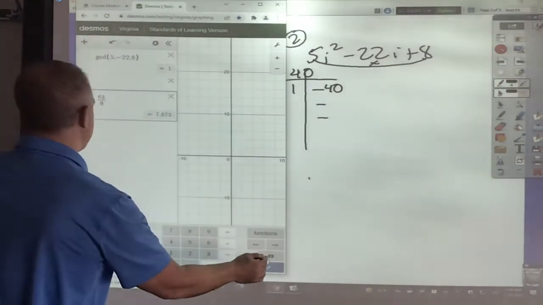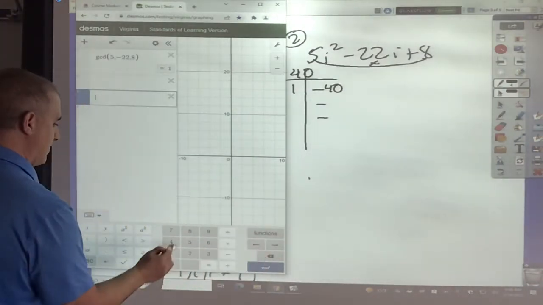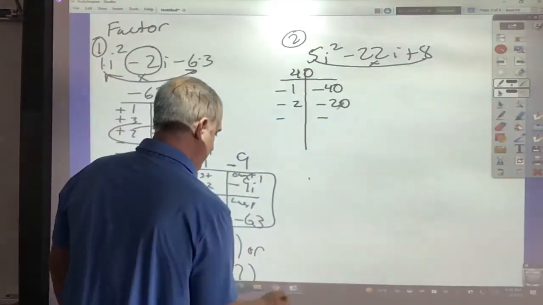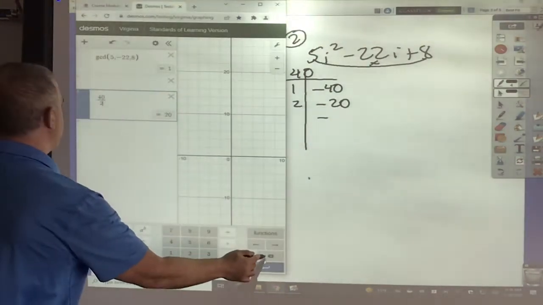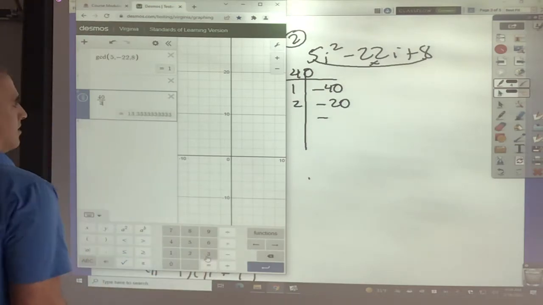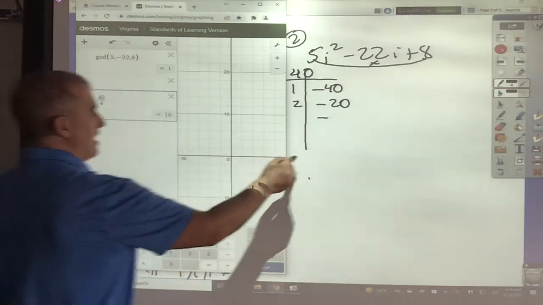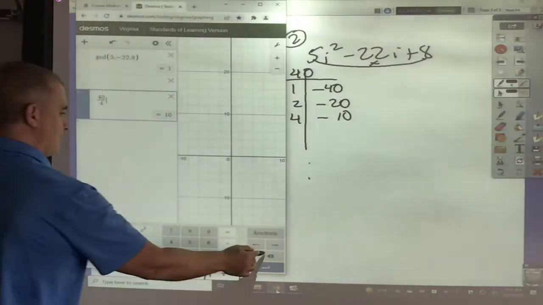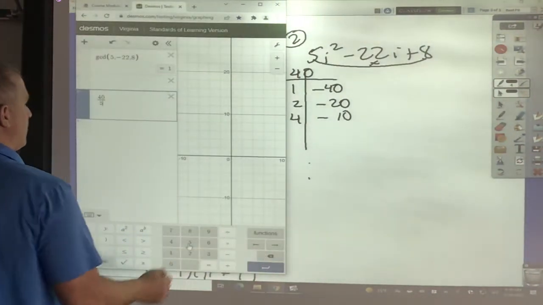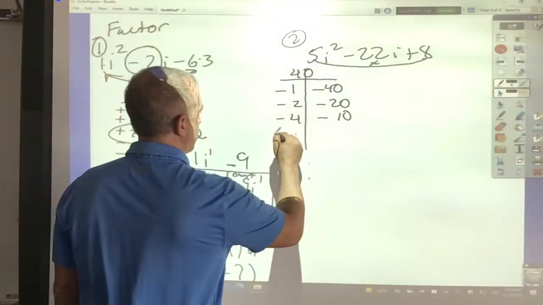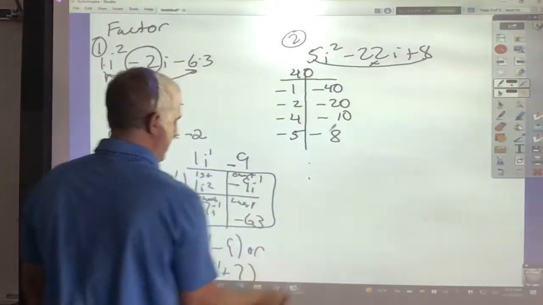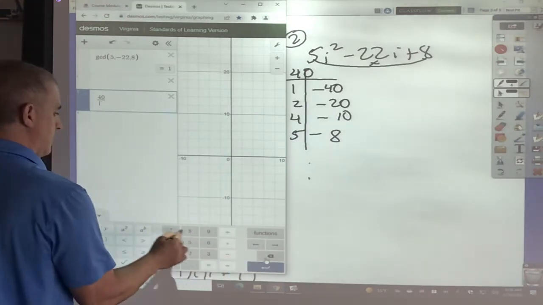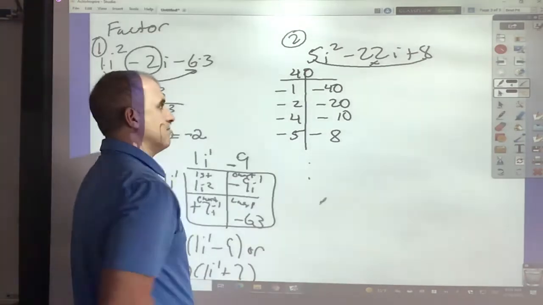So let's divide 40 by 2. If you do this in your calculator, you just keep deleting. So 2 and 20. Let me check 3. No, let me check 4, 4 and 10. Divided by 5, 5 and 8. All I got to do is check 6 and 7. 6, no. 7, no.